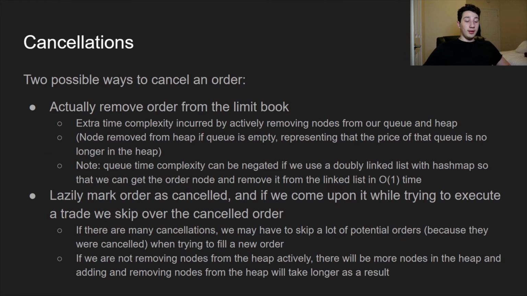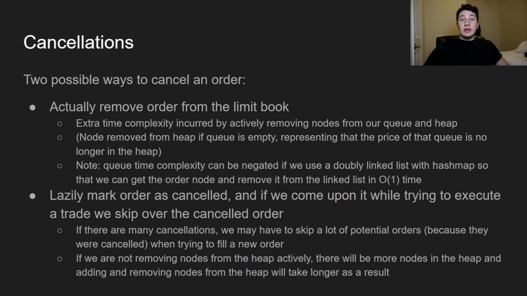Okay, next we have cancellations. Cancellations is probably where this problem gets, I would say, the most challenging in terms of actually thinking through the trade-offs that we need to make. And there are a couple of possible ways that we can cancel an order. We can kind of actively do it, or we can lazily do it.